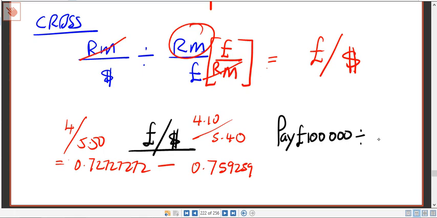Which rate do you use? Pay means buy or sell. Okay, what rate do you use? 72. Very good. 727272. Correct? What's your answer?